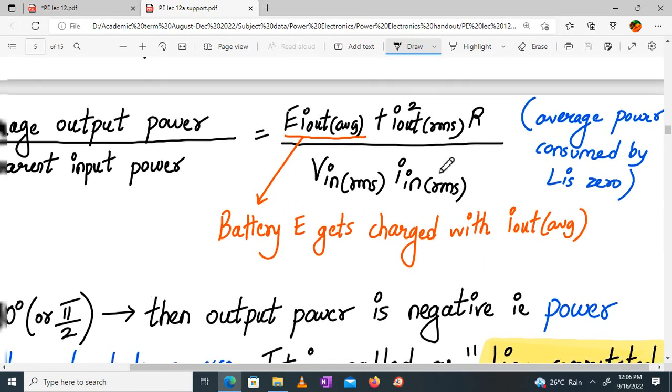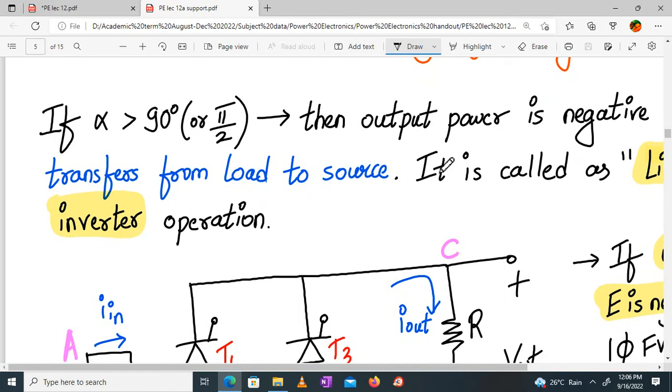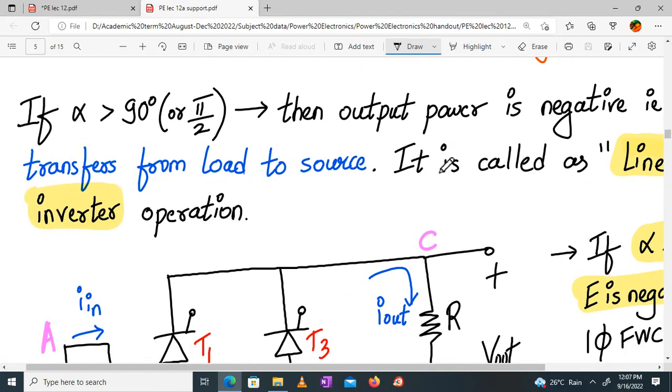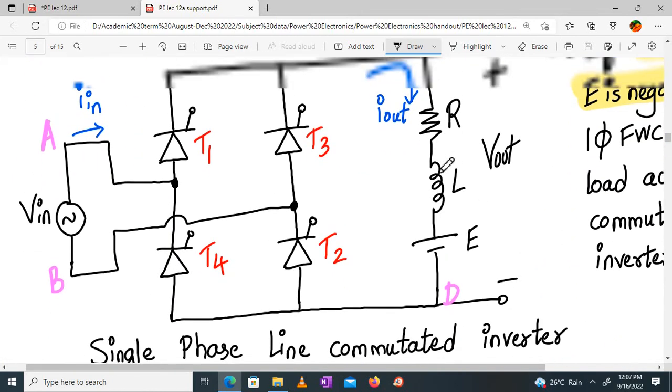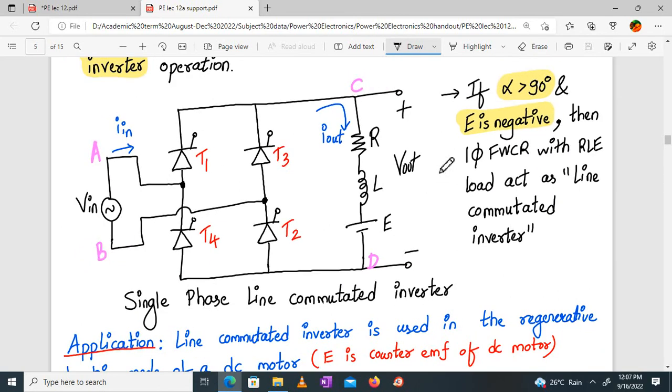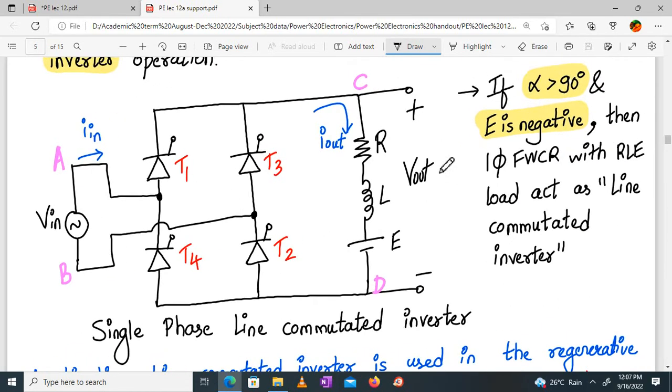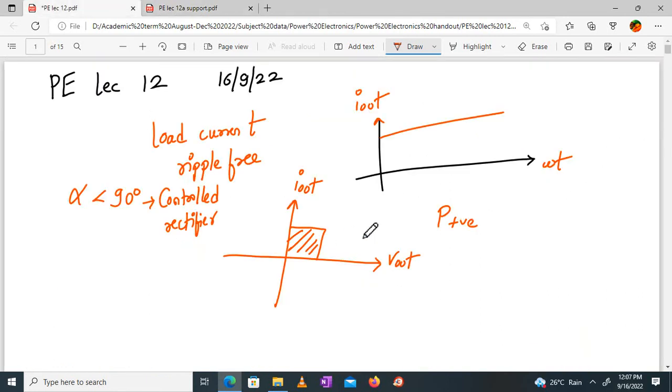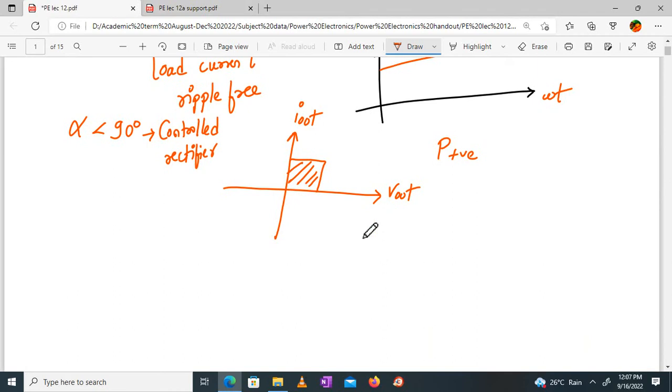Now, there is one point written over here. If alpha is greater than 90 degree, then the output power is negative. We will come back to this point. Now what do we need to do? There is a requirement. Listen carefully. Here the power was positive. We cannot make it otherwise; current will remain on the positive side. Voltage can go negative.